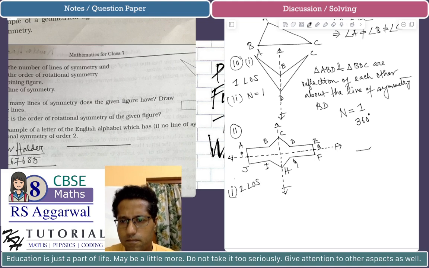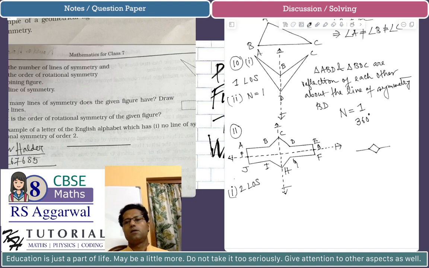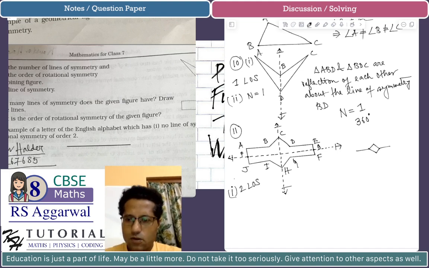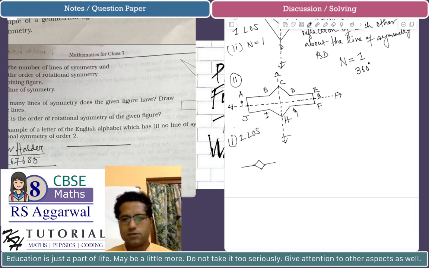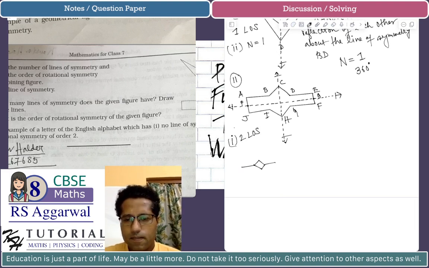I hope you will understand. Let's say this is the given figure. More or less it will look like this. So as you can see, if this is approximately the figure, to see whether it has any rotational symmetry or not, we have to see, let's say, if I rotate this figure clockwise 90 degree, how will it look?